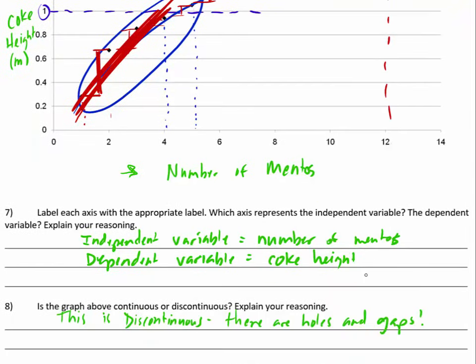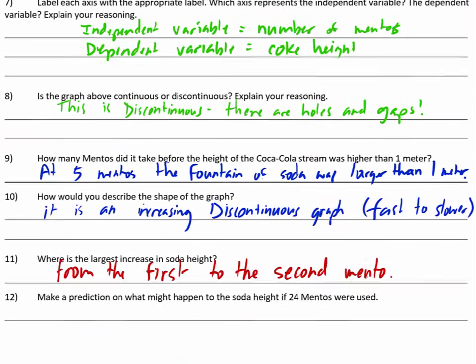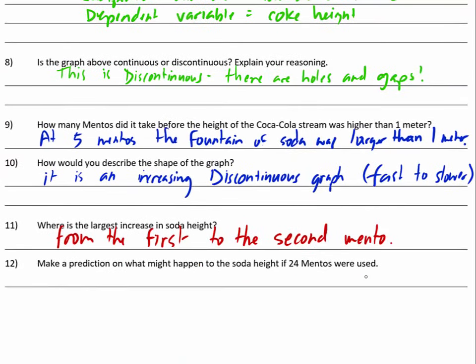So I'm thinking if we double it and go to 24, the height of the Mentos stream probably won't increase as much. So it probably won't increase as much as it did in the beginning.